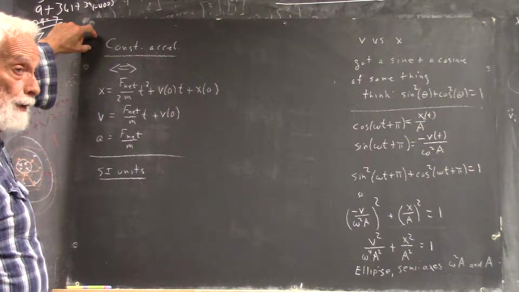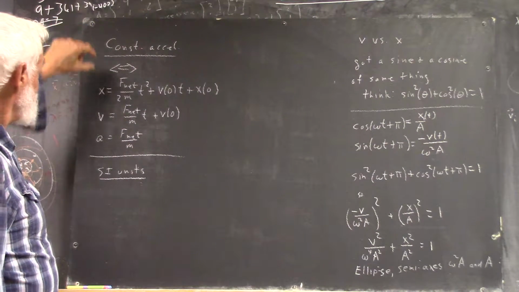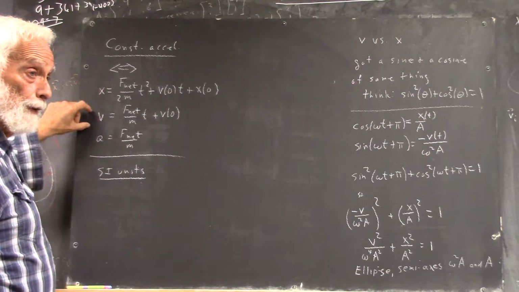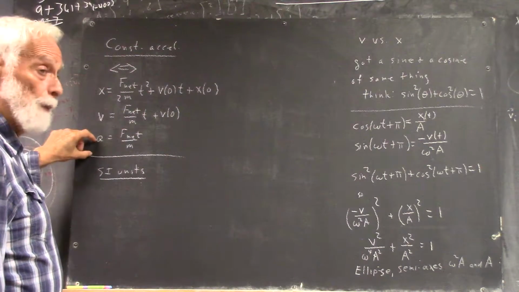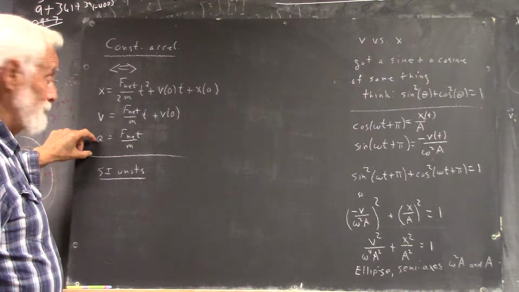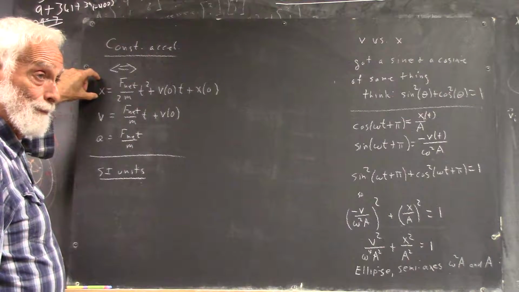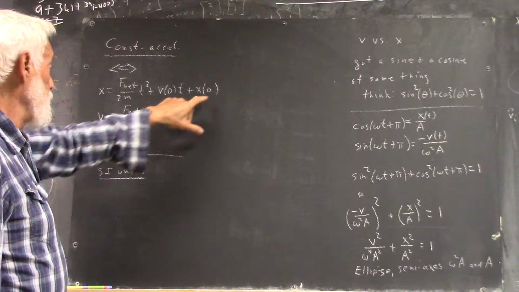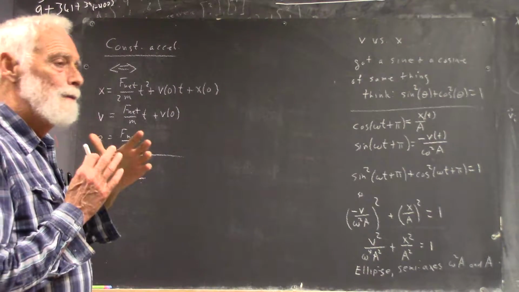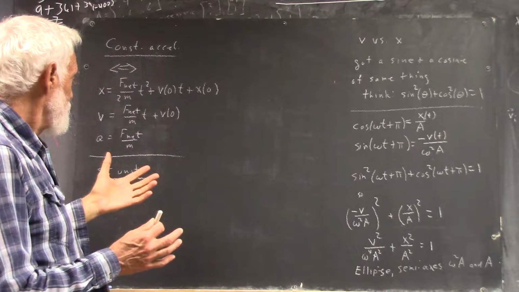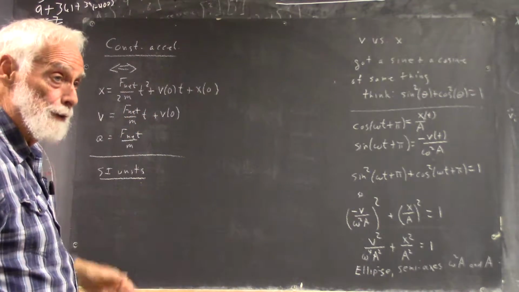If you have constant acceleration, that's equivalent to any one of these equations, because all these equations are equivalent. If you have this equation, you integrate and you get this one. You integrate again and you get this one. And where v of 0 and x of 0 are just integration constants, but they tell you what the position and velocity are at the beginning instant.